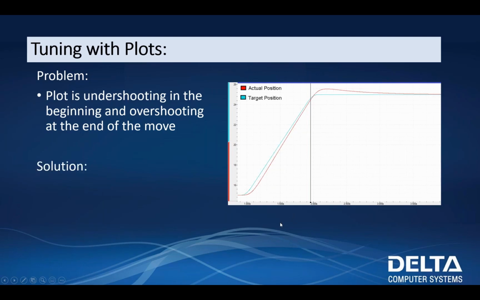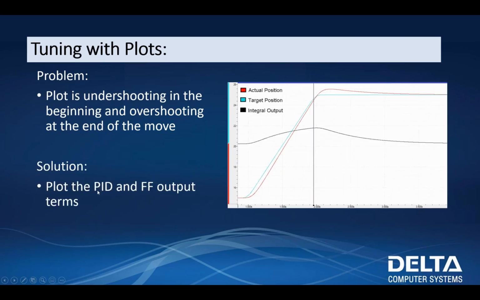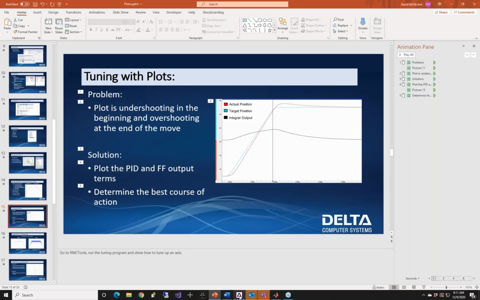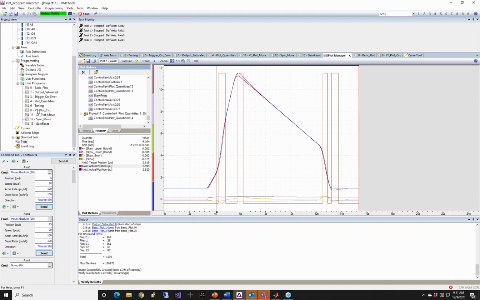So the solution to this is going to be plotting the PID and feed-forward output terms. Now, in this case, the integral gain is what's contributing to the issue here. But once we plot these output terms, we're going to determine the best course of action. So I'm going to jump into RMCTools. I go ahead and run my tuning setup here.